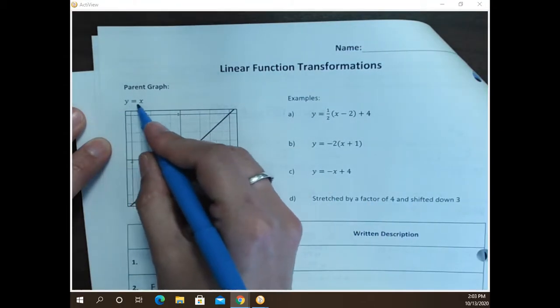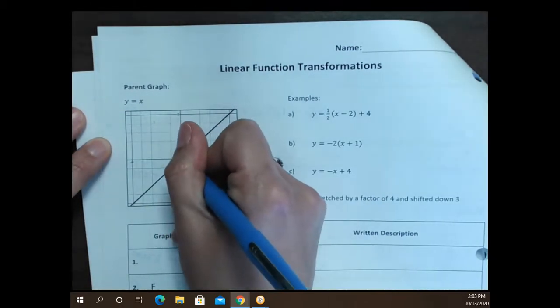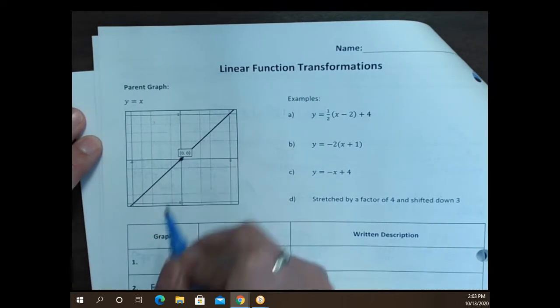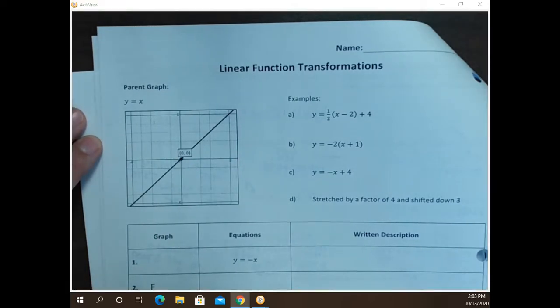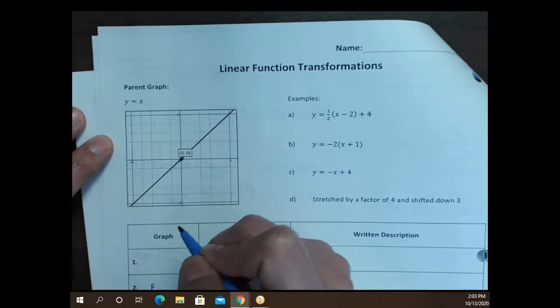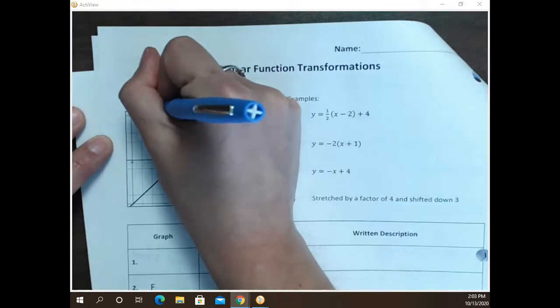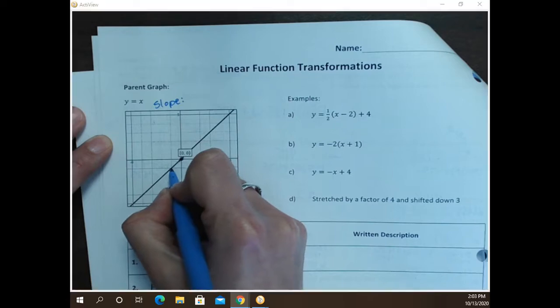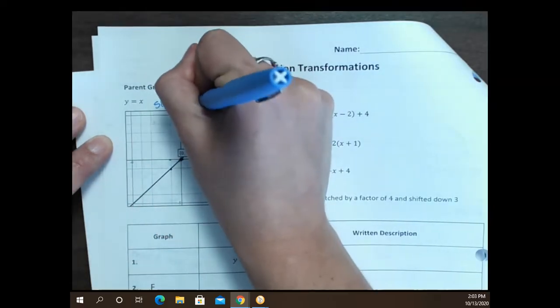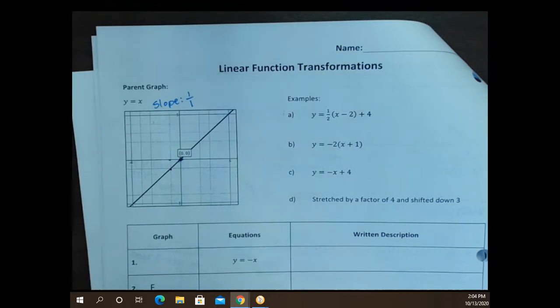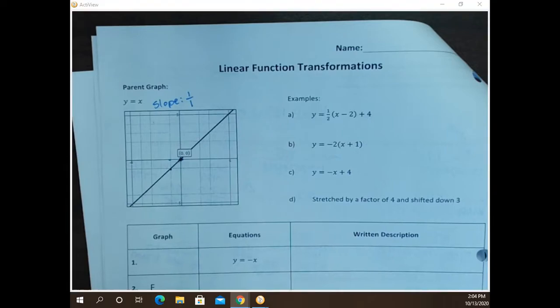So here we have our parent graph, y equals x. Notice we have that center point through the origin, right, at 0, 0. So as I talk about these transformations, I'm going to talk about moving this 0, 0 point, and then I'm also going to talk about slope. So our slope here is, I'll go from this point to this point since this one's hidden, up 1 and over 1. Okay, so as we talk about stretches or compresses, what we're going to talk about is modifying that slope, changing that slope somehow.